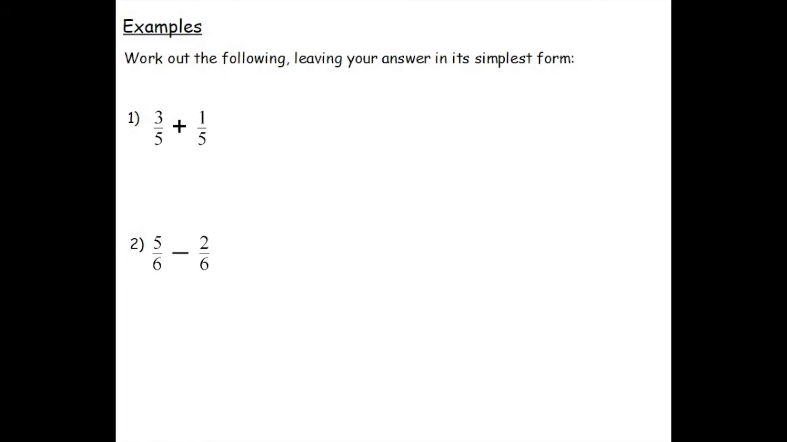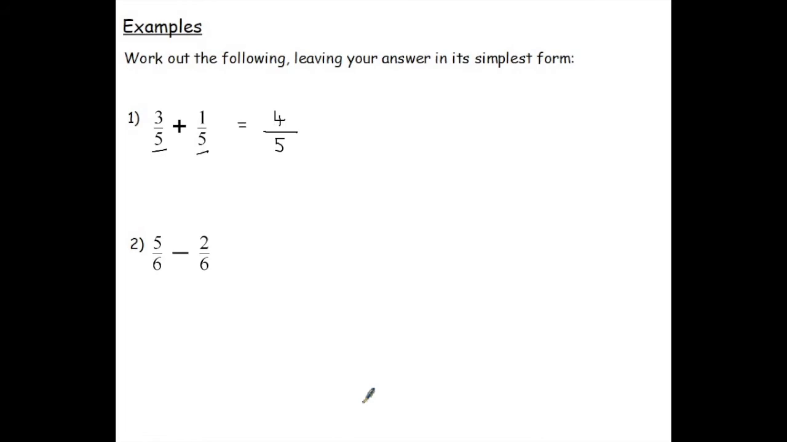So straight away you look at your denominators first, and you can see they are both 5, so the denominators are already the same, so we can add the top numbers together. So 3 add 1 gives us 4, and remember, do not add the denominators. The denominator stays as 5. The denominator stays the same. So your final answer is 4/5. That can't be simplified at all, so your answer is 4/5.